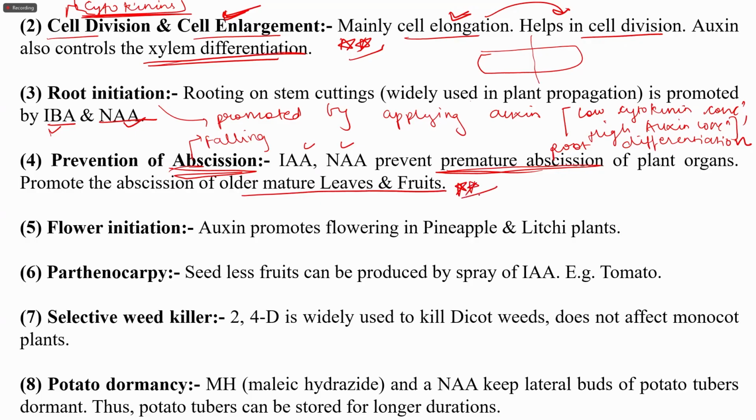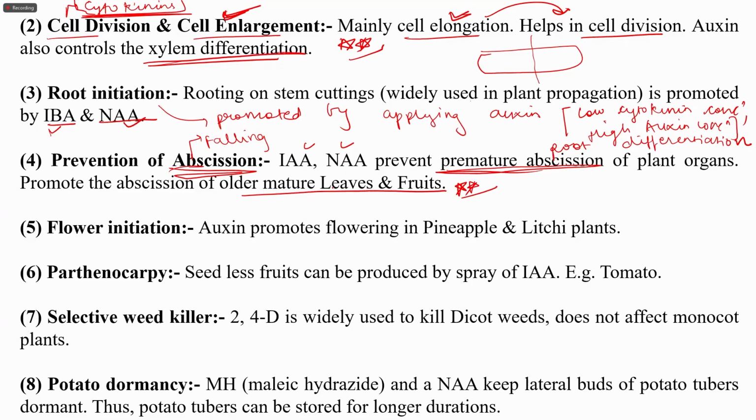So this is important. Anything that is helping the growth. We do not want young parts to fall, and we want older parts to fall so that nutrients can be used by the young ones to grow. Therefore, anything which is mostly related to the growth, that is helping in the growth of the plant, is the function of plant growth regulators. The prevention of abscission is one of them, where IAA or NAA can prevent the premature abscission, that is the premature falling of the plant organs, and it promotes the abscission of the old mature leaves or fruits.